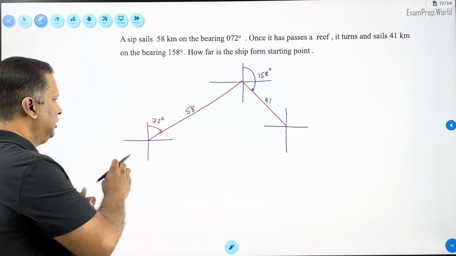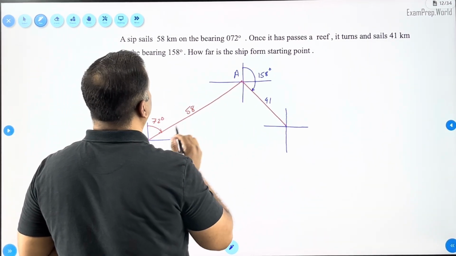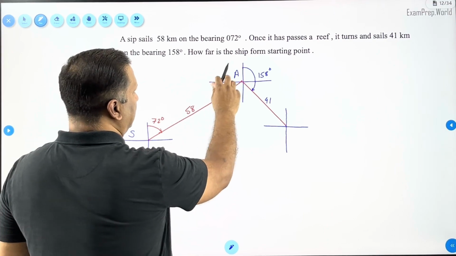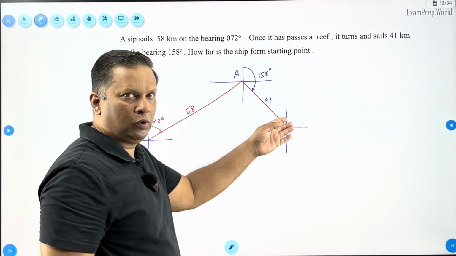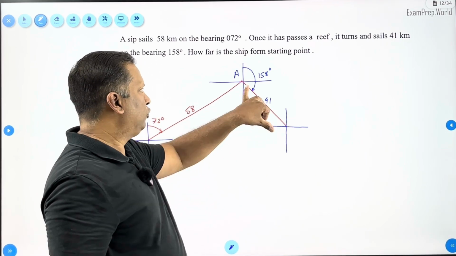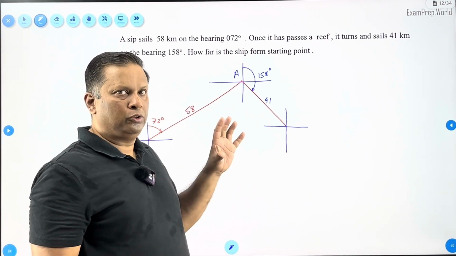Let's begin. This is the starting point. He goes to a point, say point A, and then turns. The reef is here. He turns at a bearing of 158 and goes for 41 kilometers. This is 58, this is 41, so this line is a little smaller and this line is a little longer. These basic things you should keep in mind.